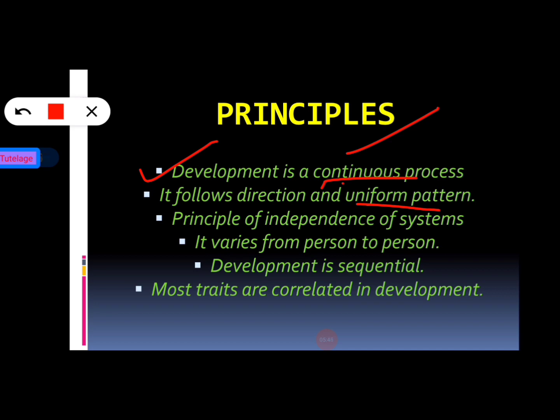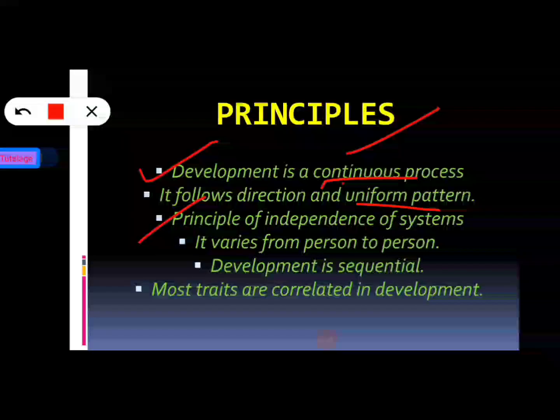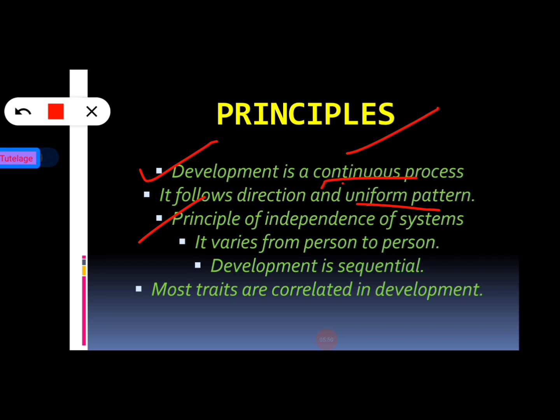And the third one is one of the most important principles of development, that is the principle of independence of systems. Okay, development varies from person to person. It is one of the most important principles of development also. Now going to the fifth one, that is development is sequential. And now going to the last one, most traits are correlated in development. So this is also one of the most important principles of development.